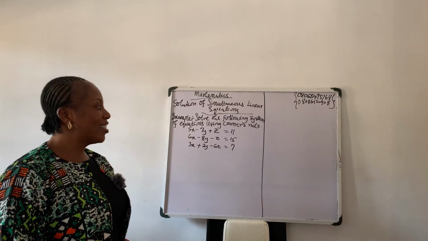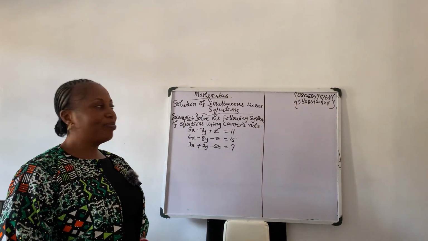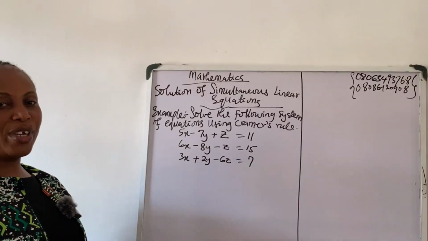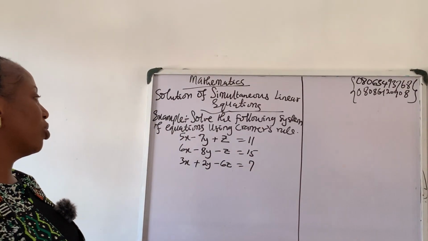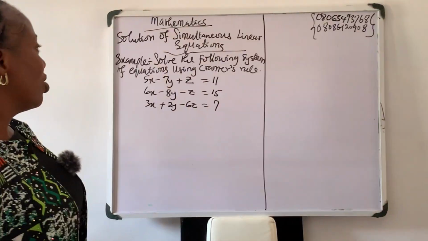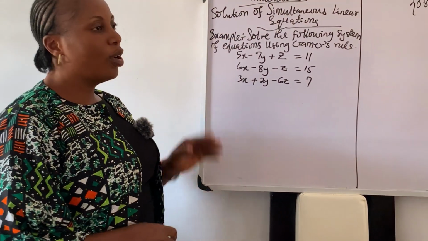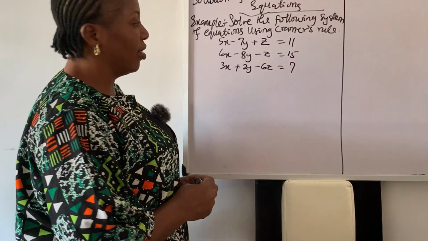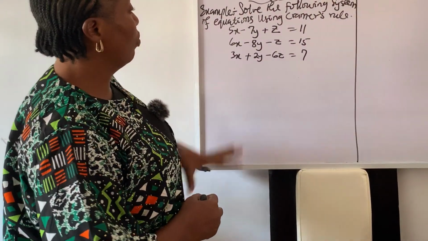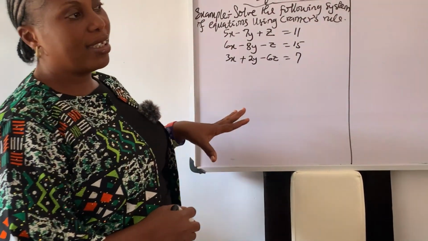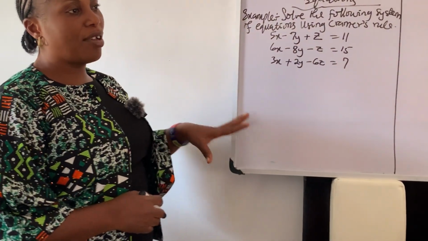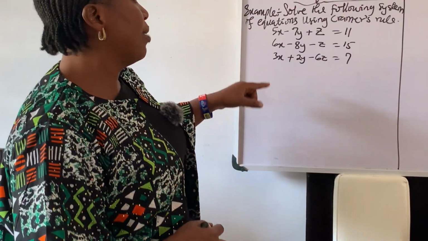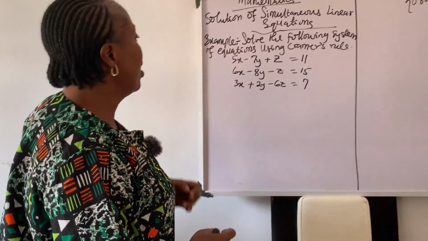Solution of simultaneous linear equations using Cramer's rule. We have taken up the formulas on how to go about it. So here is an example on the board. Solve the following systems of equations using Cramer's rule. Recall that we have taken our time to solve some problems on determinants, because it is the idea of determinants we use to solve this.